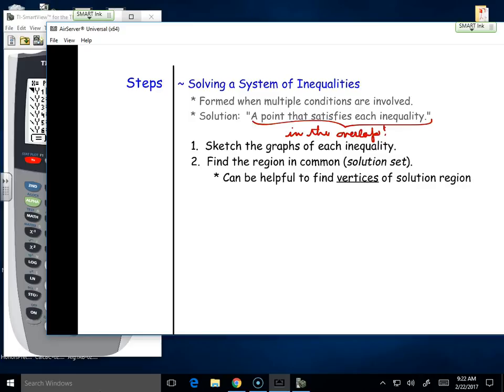You guys are kind of used to that, hopefully. That's in the somewhat recent past. Shading multiple inequalities, finding the overlap, and then knowing whether or not a point is in that region. So, sketch each inequality separately. Find the region in common, the solution set, which is the same thing as what I would call the overlap. My artistic ones, you can have fun with multiple colors.